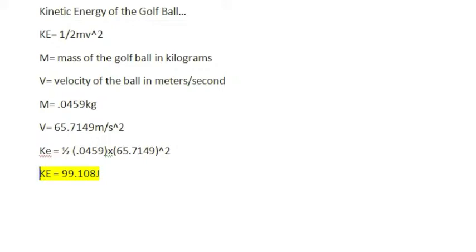squared. We found that the mass of the ball is equal to 0.0459 kilograms, and that the velocity of the ball is 65.7149 meters per second squared. This gives us the equation KE equals 1/2 times 0.0459 times 65.7149 squared. This gave us a total kinetic energy of 99.108 joules.